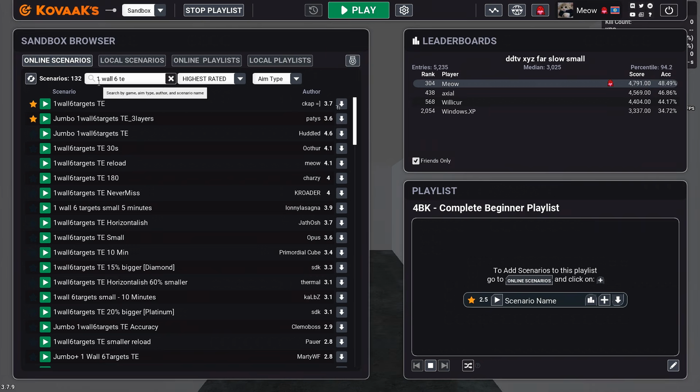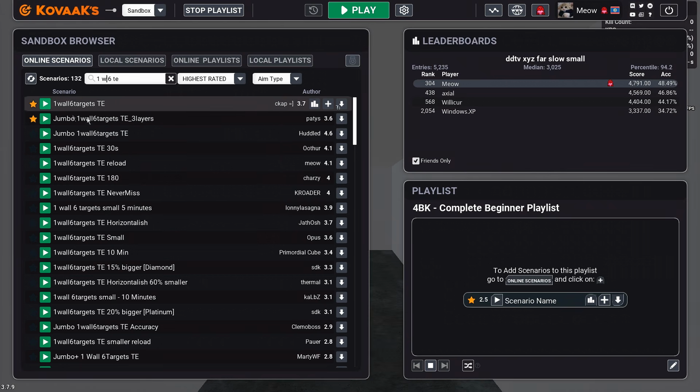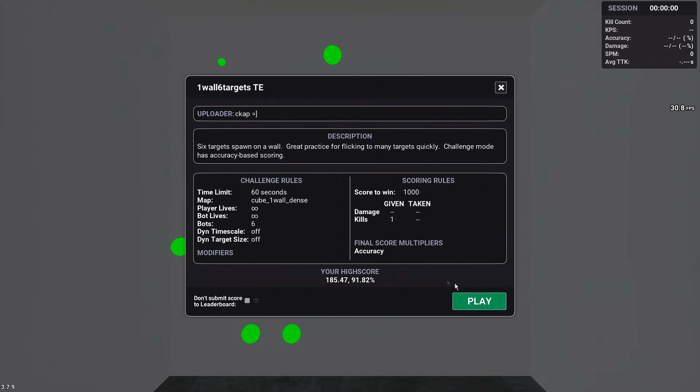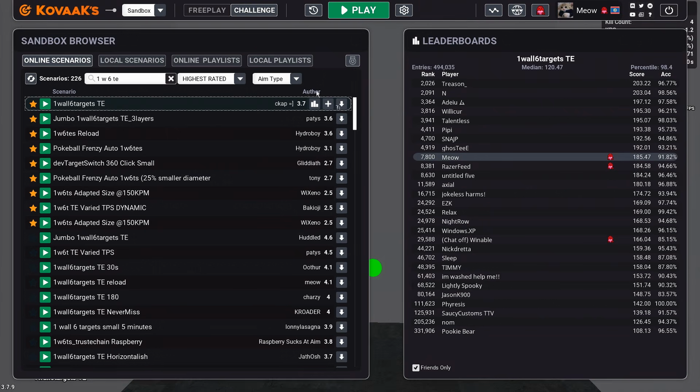Frequently what you'll see is the term 1wall 6targets TE, for example. So what does that mean? 1wall is one wall, and you will often see a W sometimes as well. 6 means 6 targets, and TE is referring to the size. TE is the largest size pretty much possible. Some other common terms are, for example, jumbo, extra large, etc.